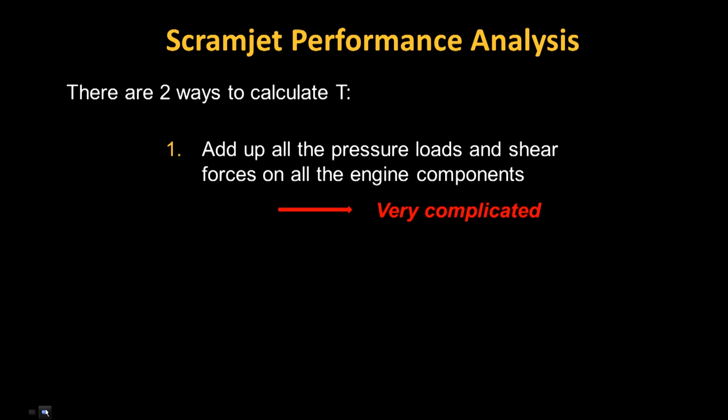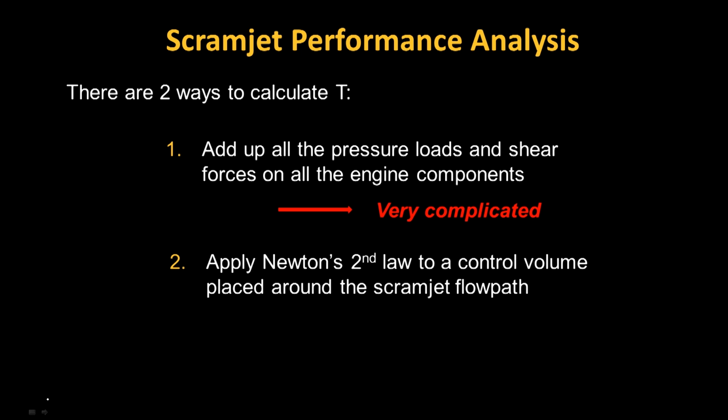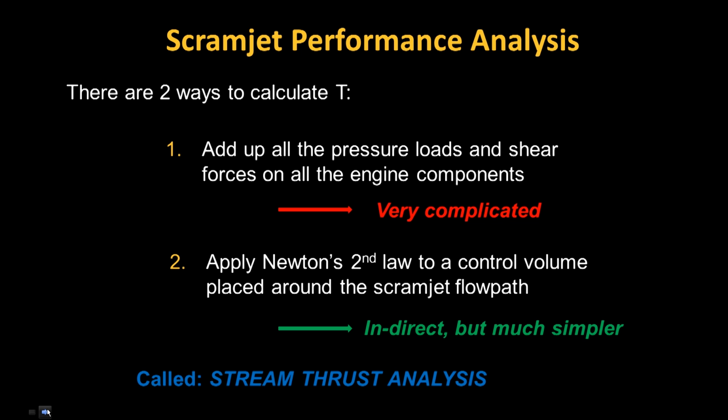Now, luckily for us, an alternative method is to apply Newton's second law to what's called a control volume, which is placed around the surface of the scramjet flow path. This is an indirect method, but it ends up being considerably simpler than trying to do detailed calculations of every small component in your scramjet engine. And this is the analysis that's used by all propulsion engineers, not just for scramjet engines, and it's called stream thrust analysis. And that's the analysis that we'll be using in this course to calculate the thrust of our scramjet.